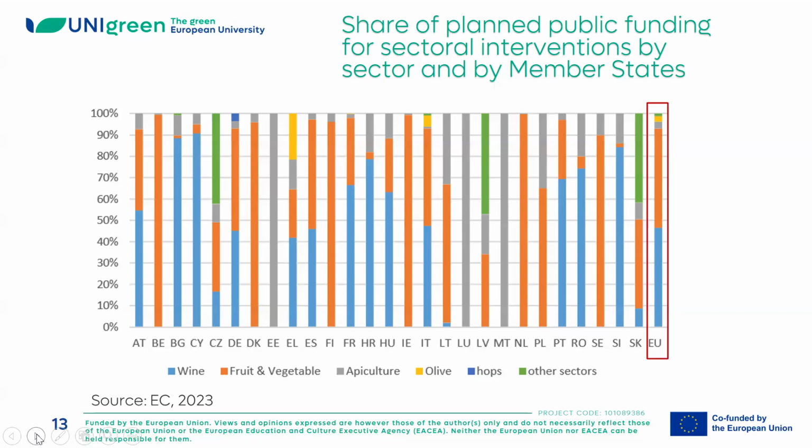The member states, except Luxembourg, Malta, and Slovenia, use fruit and vegetable interventions. The share varies from less than 10%, for example, in Bulgaria, Czechia, and Croatia, to more than 15% in other member states. 16 member states are eligible for wine interventions.